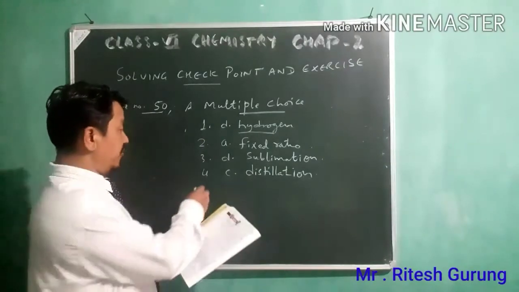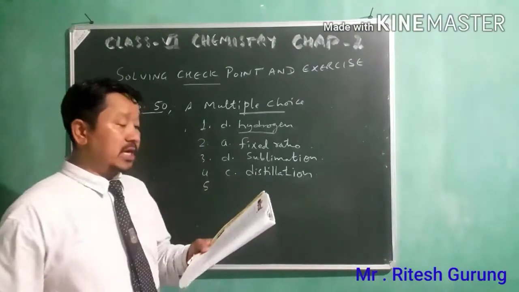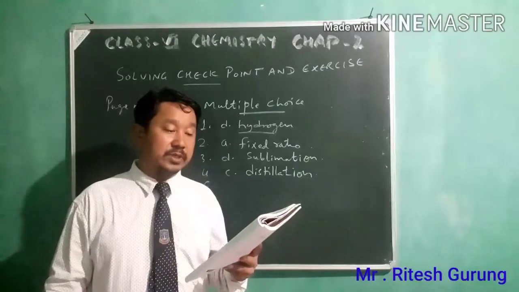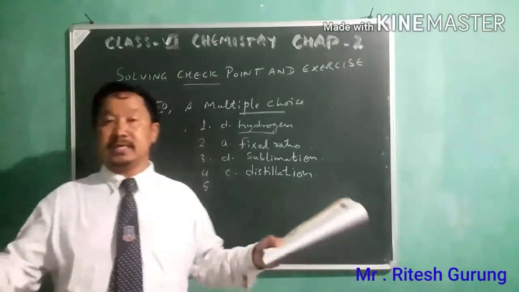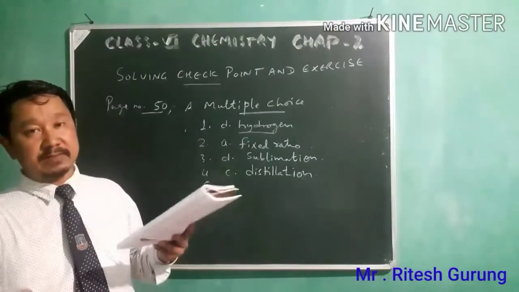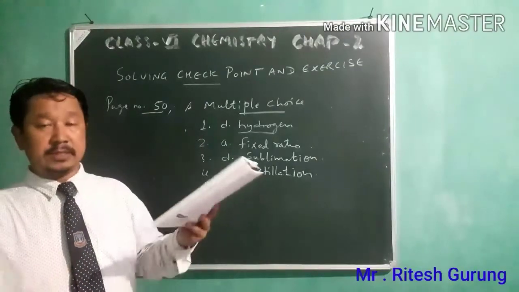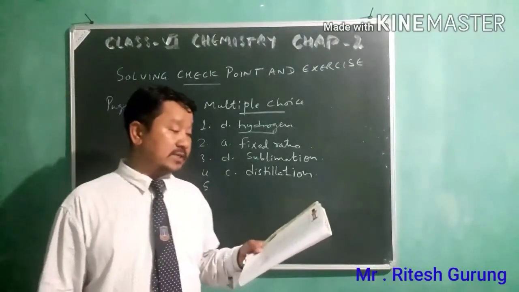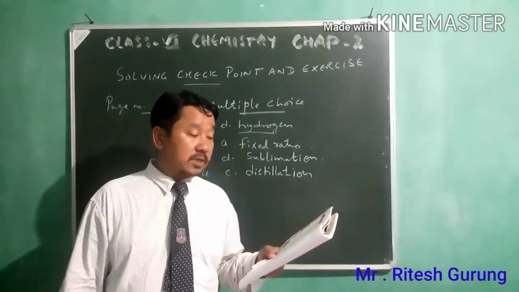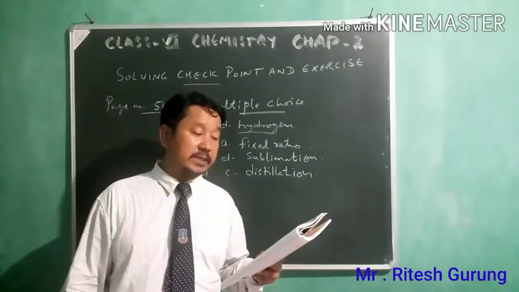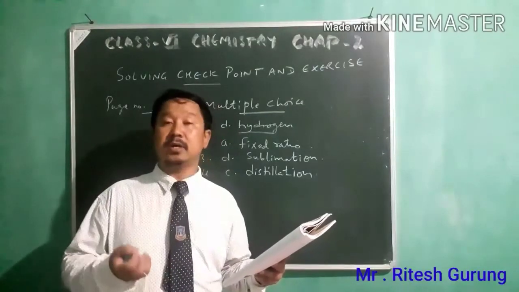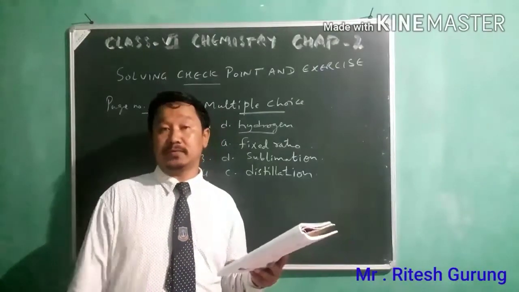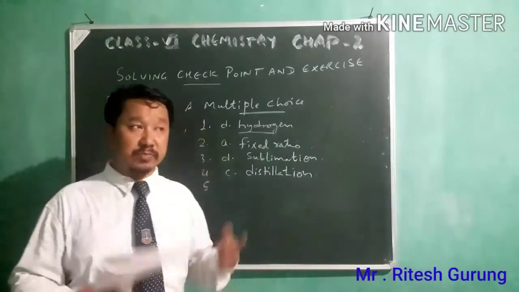Then number 5: the constituents of a mixture are present. Mixtures are made up of many things. It may be elements and elements, elements and compounds, anything. And here the options are: the constituents of a mixture are present in a fixed ratio, any ratio, variable ratio, none of this. Which one is the correct option when we are talking about mixture?